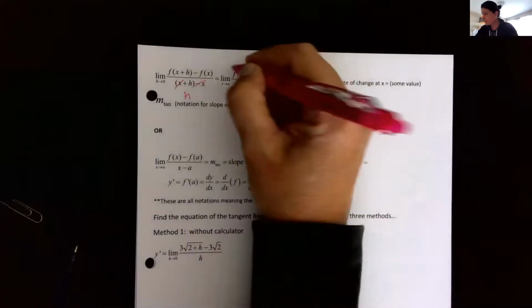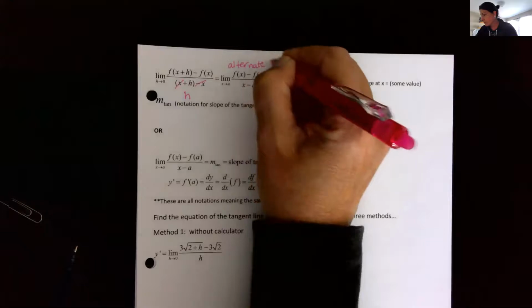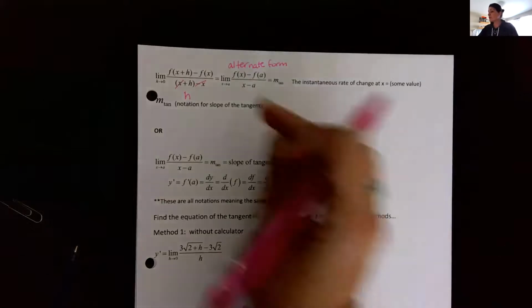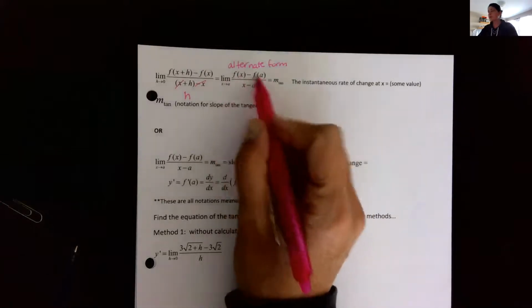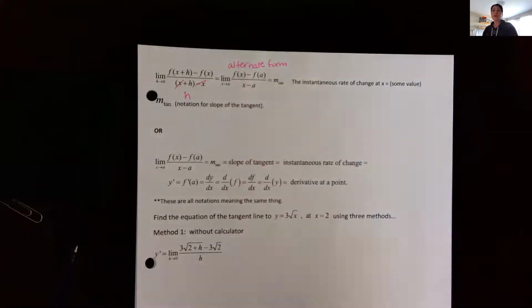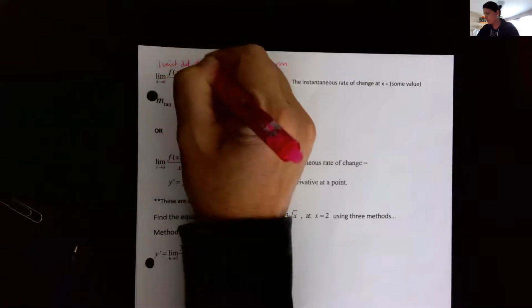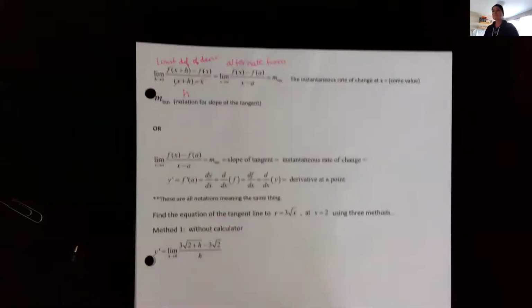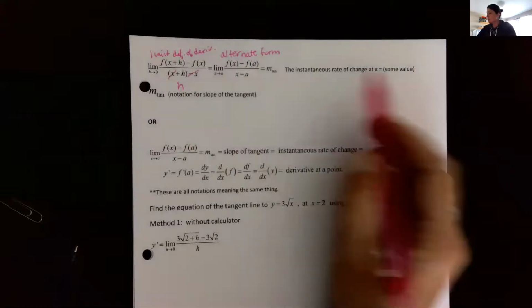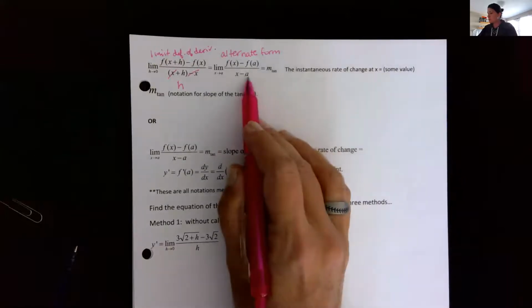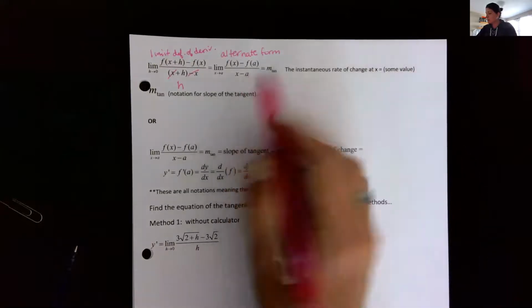Alternate form. There are many alternate forms, and you need to be comfortable when you see basically any of them. You don't have to memorize them, but when you see this limit as x approaches a, something that looks like this, that is an alternate form of the limit definition. This one is traditional. The instantaneous rate of change at x equals some value. So this one is at x equals some value, where there's something plugged in.